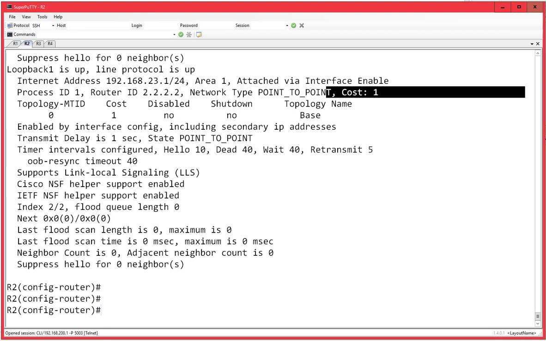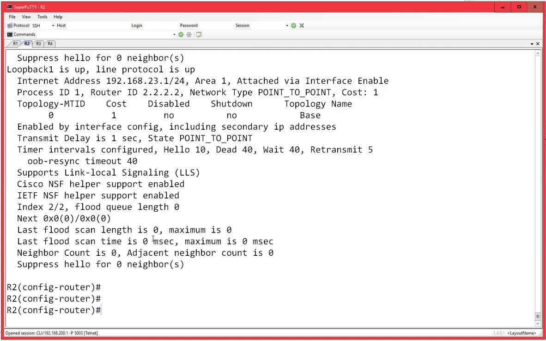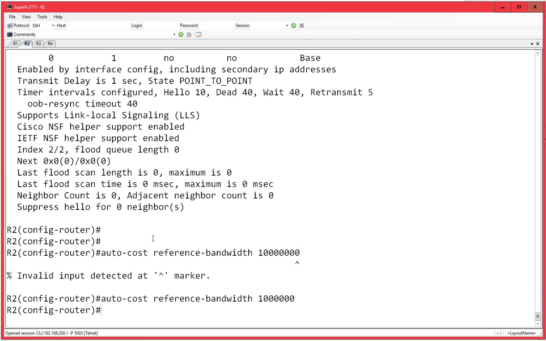Let's see, if I've changed the metric to 10 to the power of 10 divided by 8. So it's rounding down to 1 if I have a metric of 10, but I changed the reference bandwidth to higher than that. Yeah, it doesn't let me go that high.